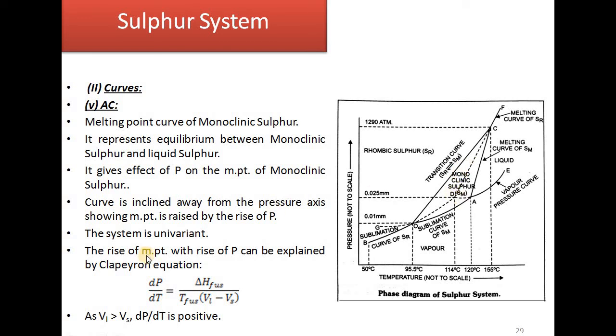The rise of melting point with rise of pressure can again be explained by the Clapeyron equation, from which we can see molar volume of liquid is always greater than molar volume of solid. So this will be positive. Enthalpy of fusion is always positive. So dP by dT will come out to be positive.